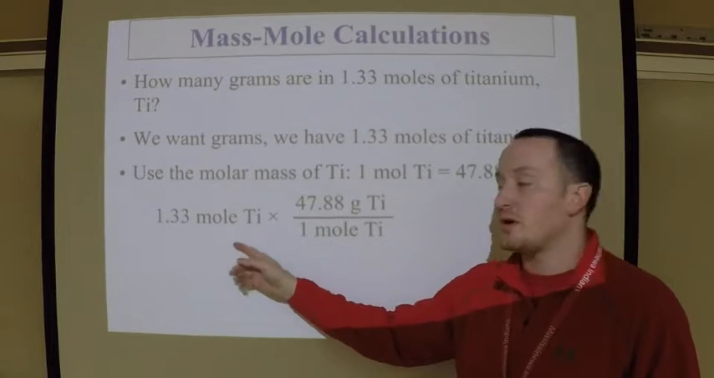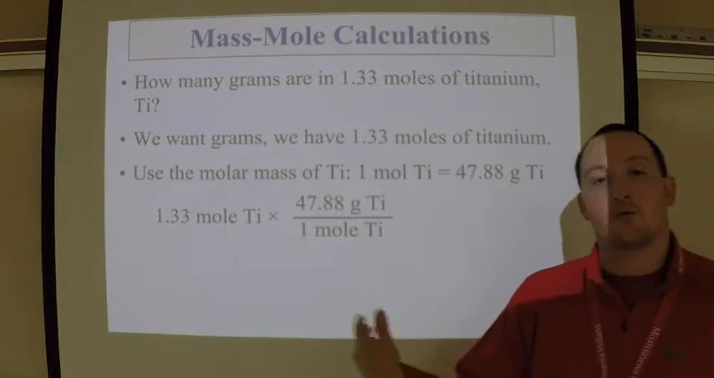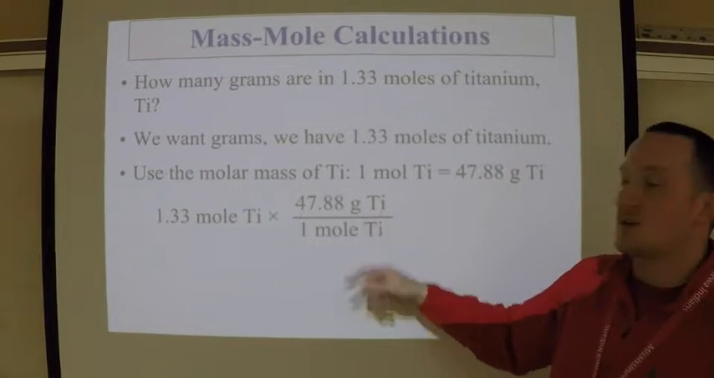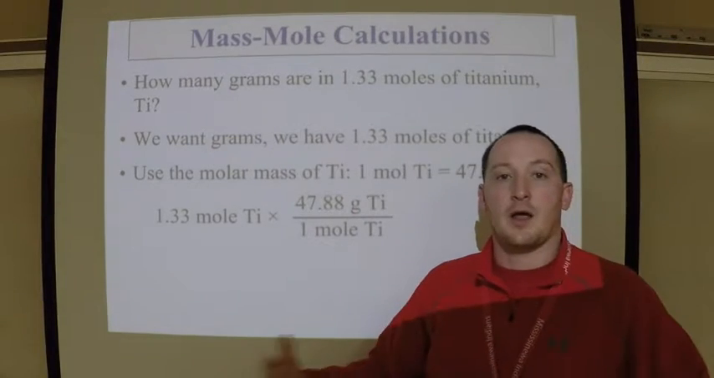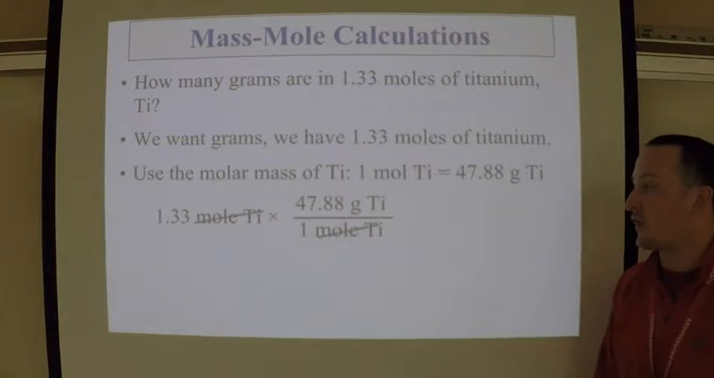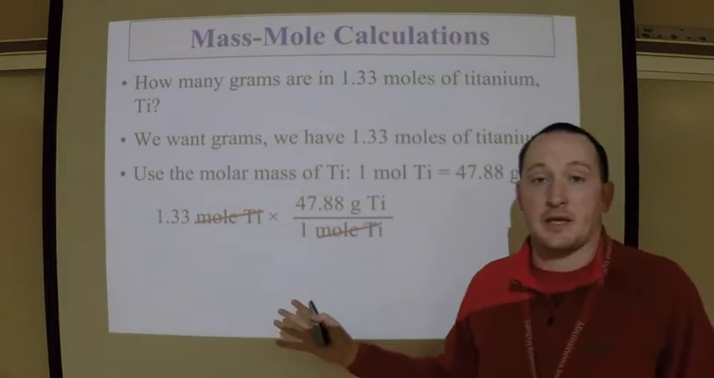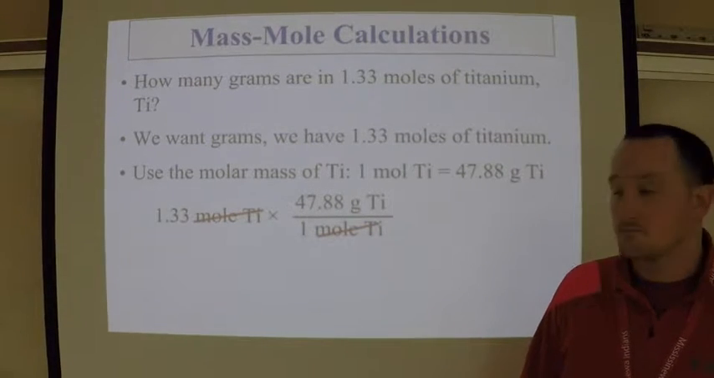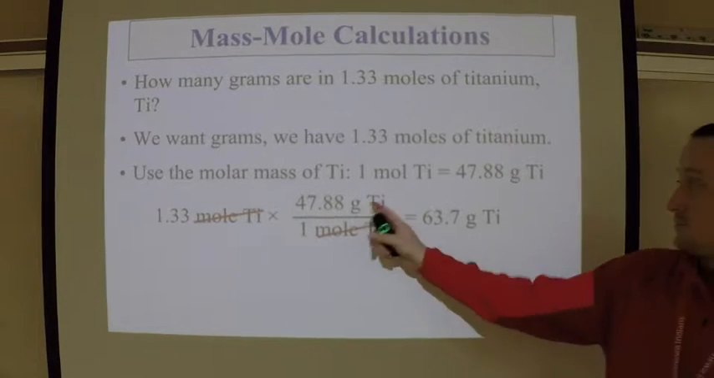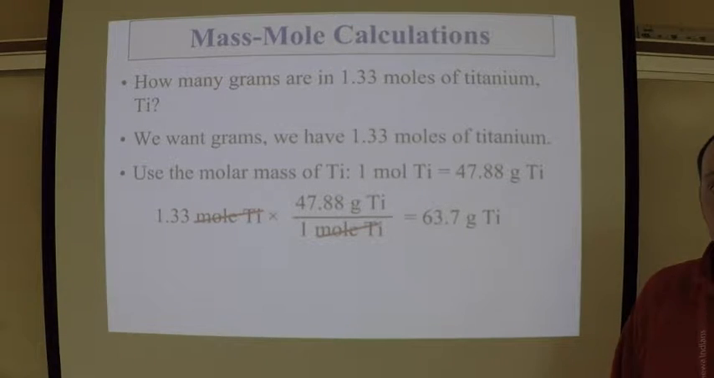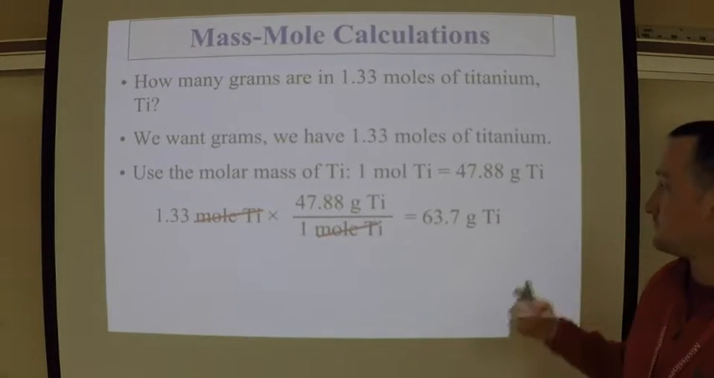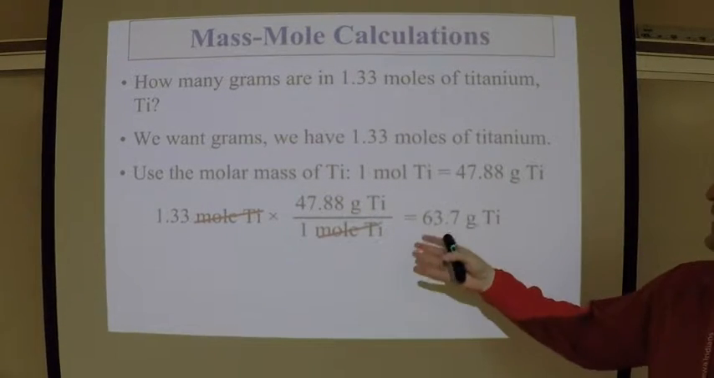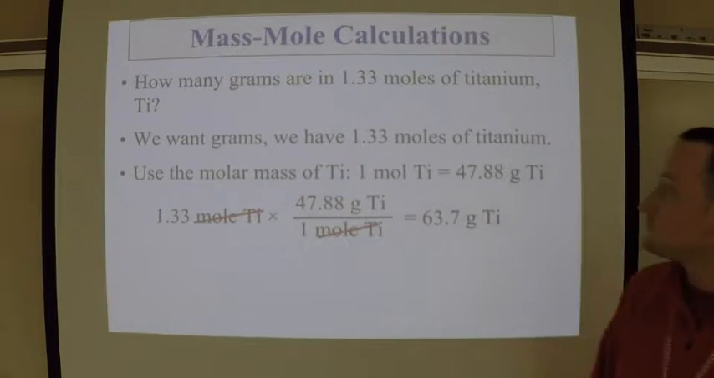The reason I'm doing that, remember, is so that moles of titanium will cancel. Remember, those units are just like a variable. So we're going to cancel out those units, and that way I'll just be left with grams, because it asked me for how many grams. So those units will cancel out. Then I would just put in my calculator 1.33 times 47.88. And when I do that multiplication, I should get 63.7. That's my numerical value. Then my units will be the units that are left over, grams of titanium. That would be how I convert between mass and moles.